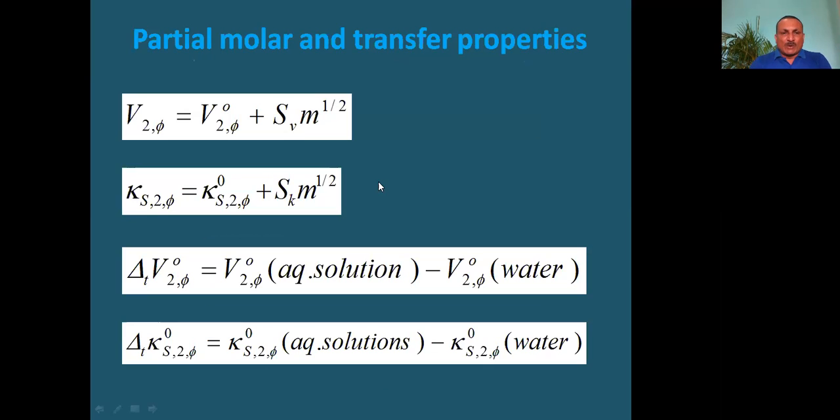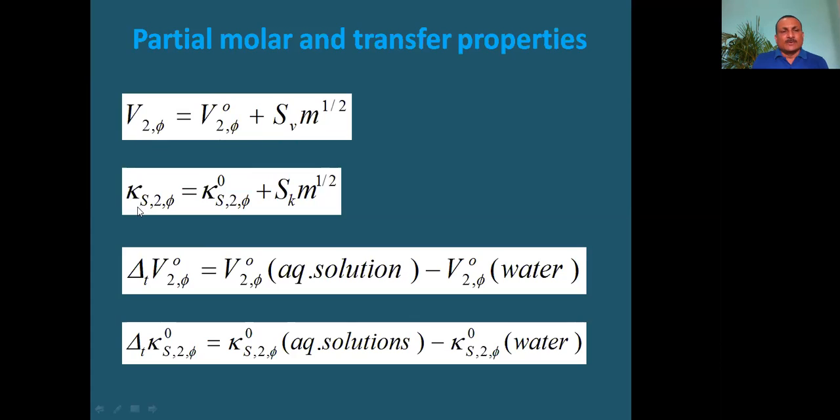These apparent molar properties are linearly dependent on the concentration of solute, and therefore they can be fitted to a straight line equation, that is linear dependence over the molar concentration. In this equation, the apparent molar volume varies with the square root of molar concentration, and we plot the graph of apparent molar volume versus square root of m. From the intercept of the graph, we get the partial molar volume, and Sv as the experimental slope.